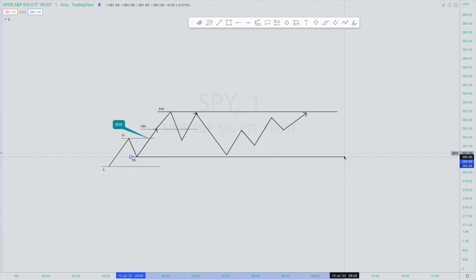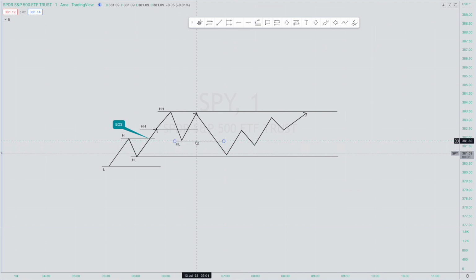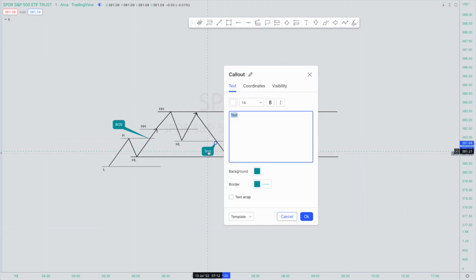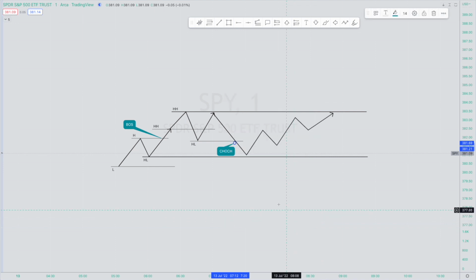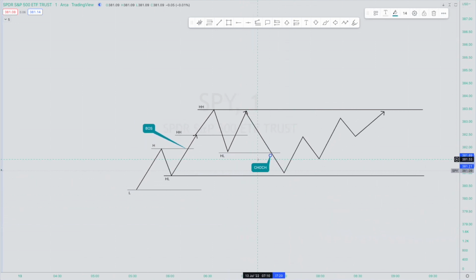Before I move on, I wanted to draw that because a lot of people get caught, and this is a common mistake I see, is a lot of people will go ahead and draw in this higher low right here, and they'll draw that higher low, and then you'll get a change of character right here. You see this change of character? And I say this is a big mistake because trades can work out this way.